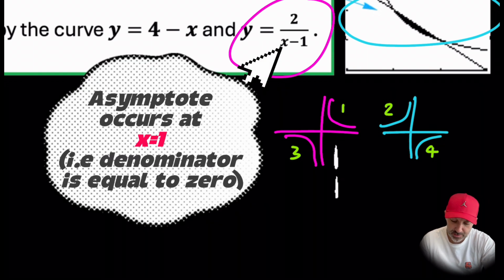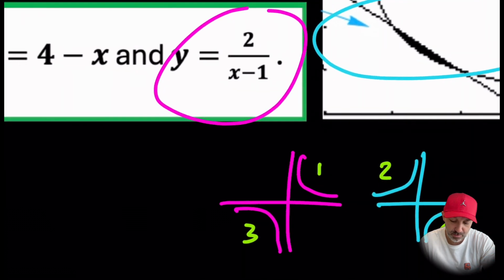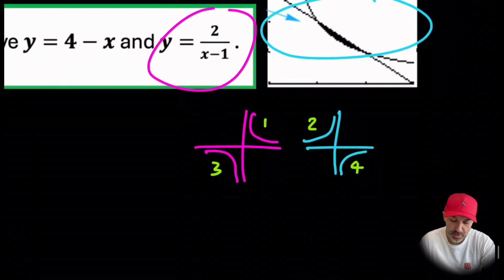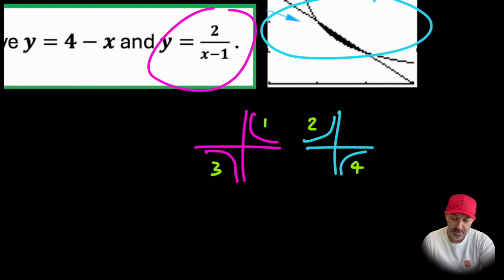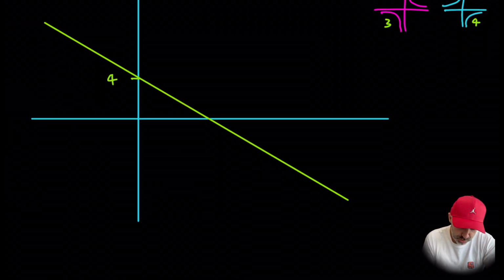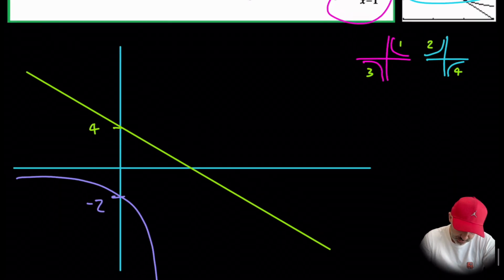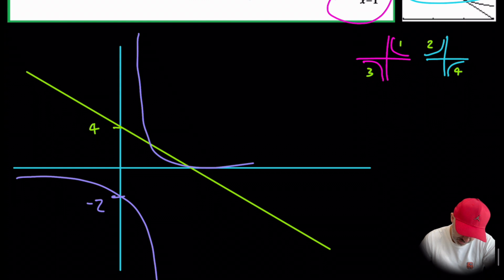Now, in this instance, a very simple way to test that is to see what happens when you plug x is 0 into this. So you get 2 over minus 1, which is minus 2. So when x is 0, it will pass through minus 2. Okay, so therefore we will get this shape here passing through minus 2, and this shape like here, right?